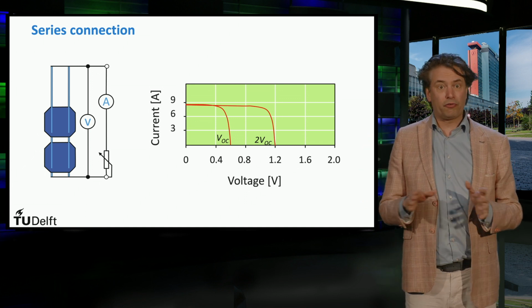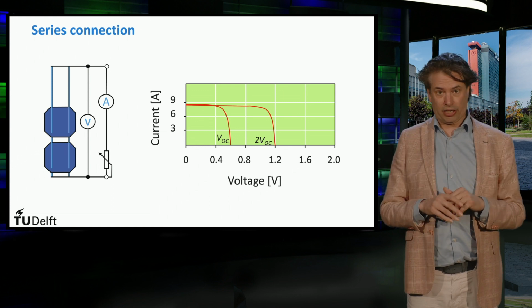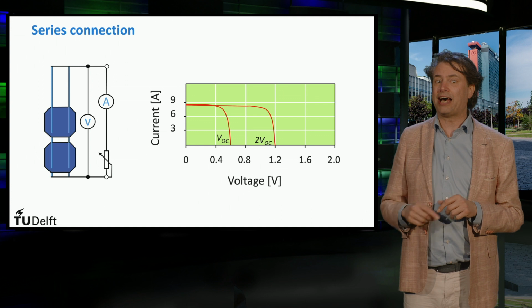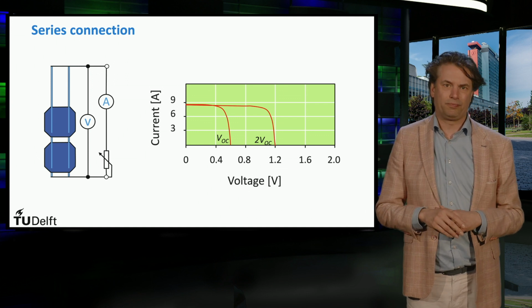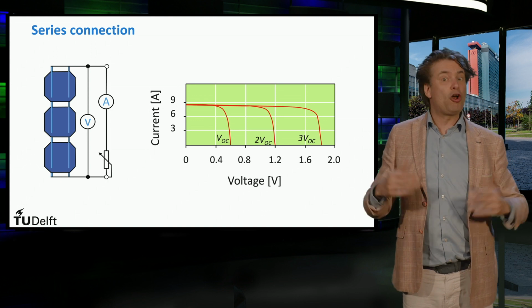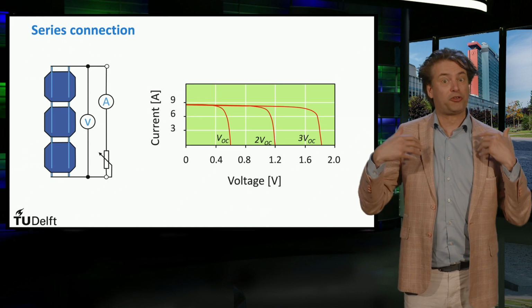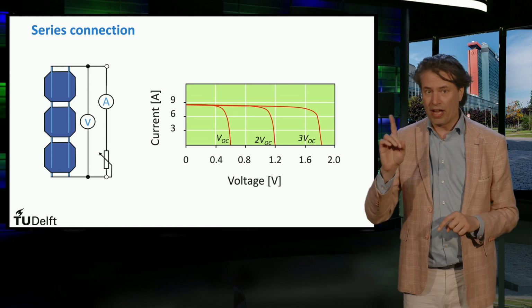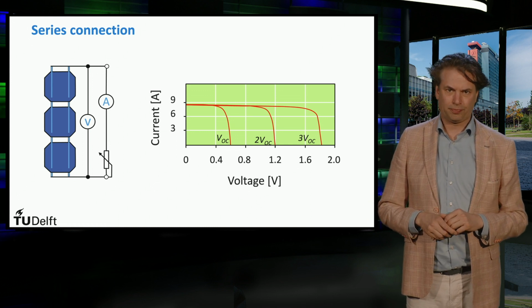However, the current remains the same in series connection. The resulting open circuit voltage is 2 times that of a single cell. If we connect 3 solar cells in series, the open circuit voltage becomes 3 times as large, whereas the current is that of one single solar cell.